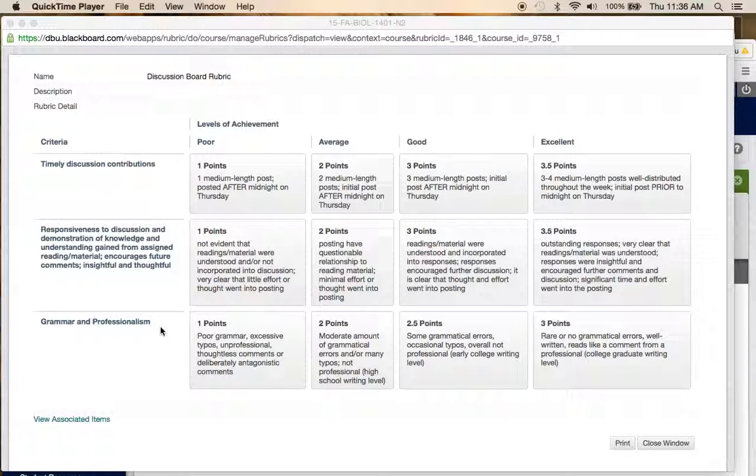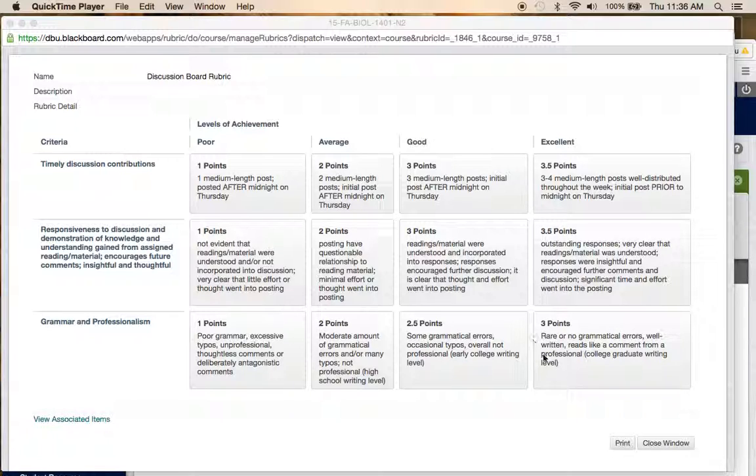The third criteria is grammar and professionalism, and what I'm looking for here under the excellent category for 3 points is that basically you sound like a college graduate. So think about when you're answering these questions almost as if you're doing a job interview. So you want to sound professional, you want to sound intelligent, you want to sound like you graduated from college.